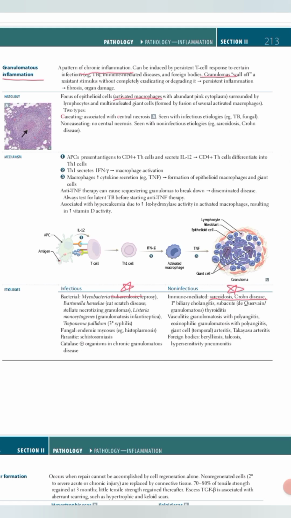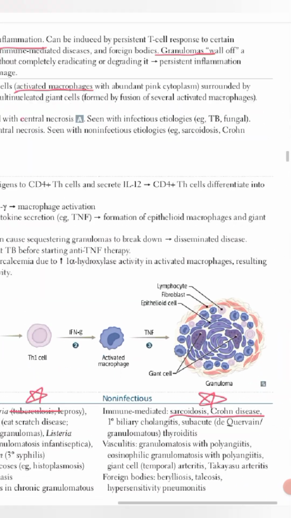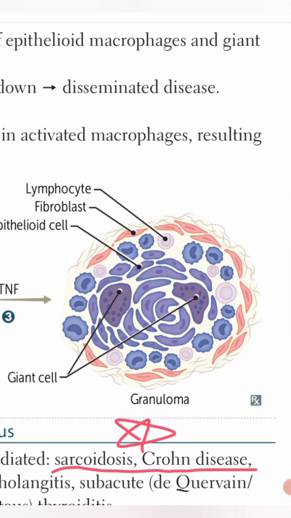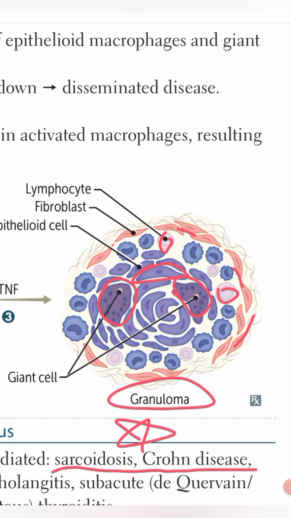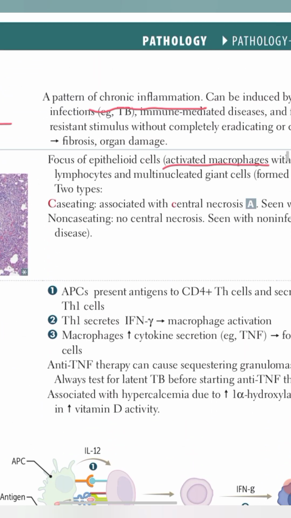are important. If we see the histology, first of all, there will be epithelioid cells. These are the epithelioid cells. They are surrounded by the giant cells, and then they will be surrounded by lymphocytes. Outer layer will be formed by the fibroblasts. So this is a beautiful picture of granuloma, and there are basically two types of granulomas: caseating and non-caseating.